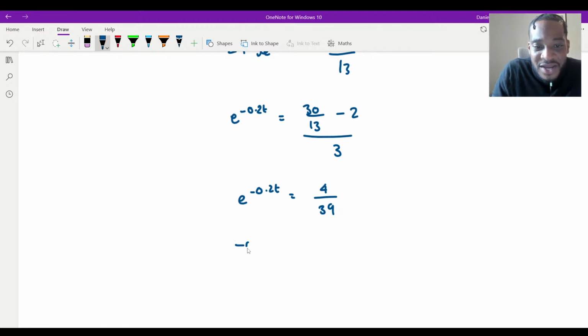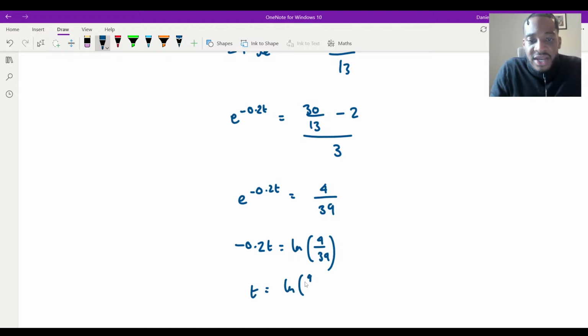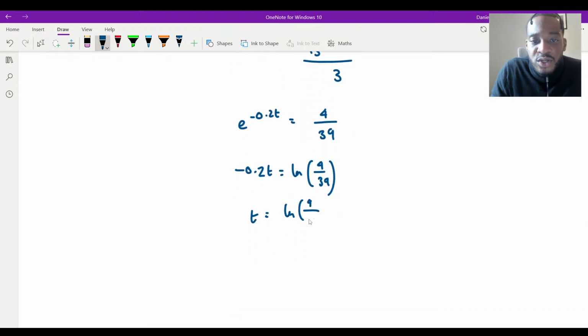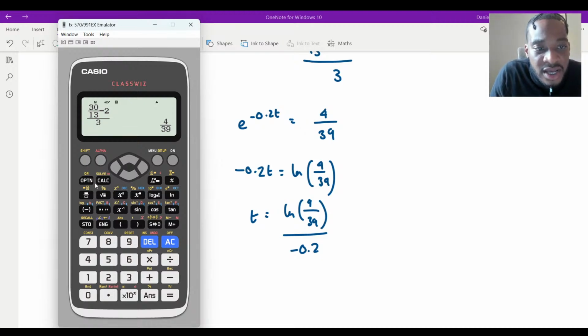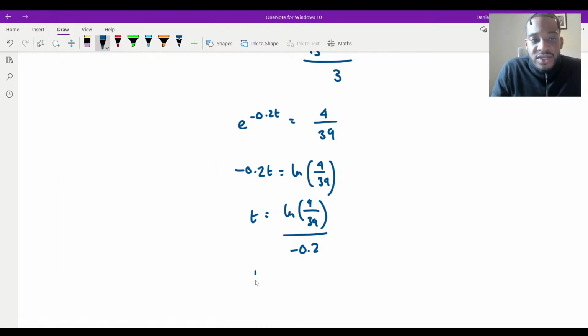So therefore, we're going to say minus 0.2t is going to equal the ln of 4 over 39, right? And that just means that t is going to equal ln of 4 over 39 divided by minus 0.2. I'll do this here. Ln of 4 over 39, divided by minus 0.2, and that gives me 11.38. T is equal to 11.38.